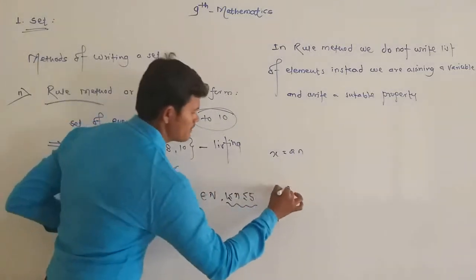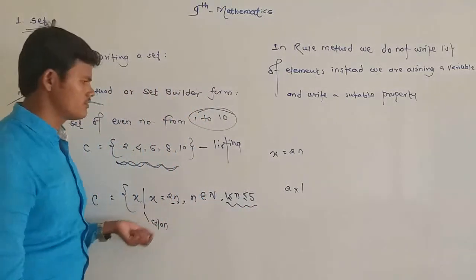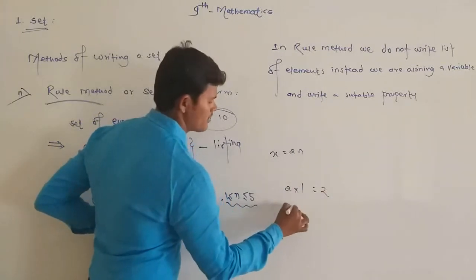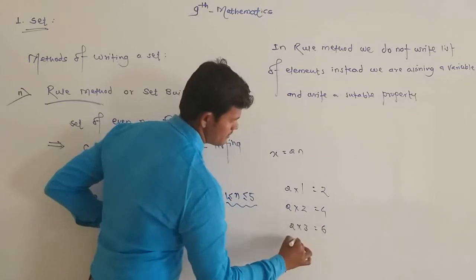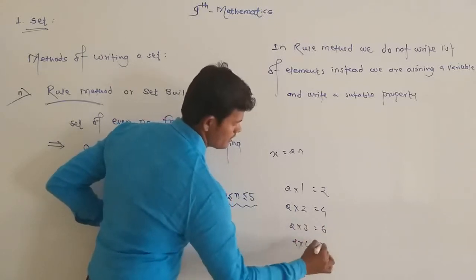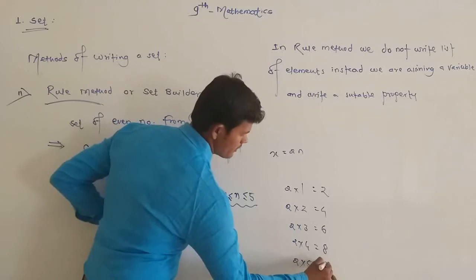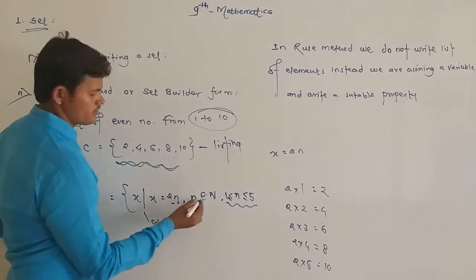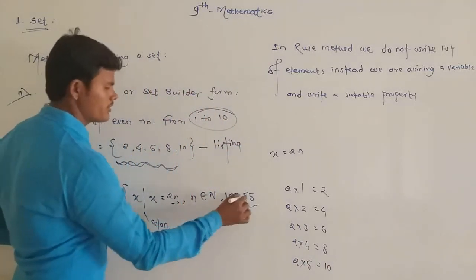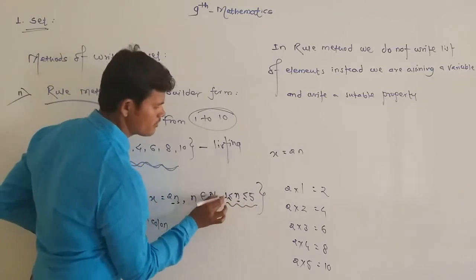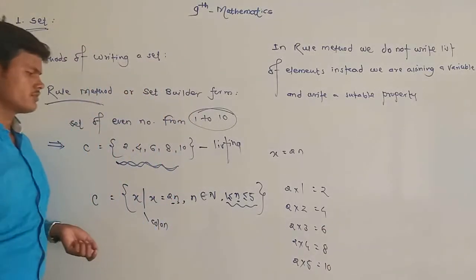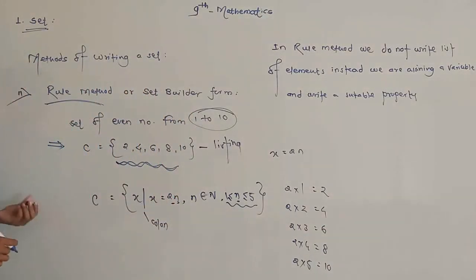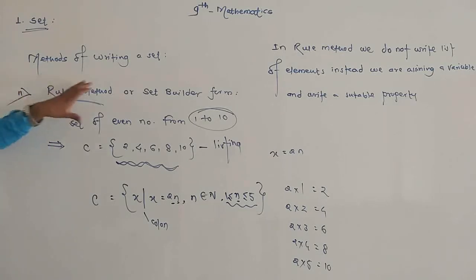After multiplying by 1 we get the first even number, 2. After multiplying by 2 we get 4. After multiplying by 3 we get 6. After multiplying by 4 we get 8, and lastly after multiplying by 5 we get 10. Therefore the suitable property for n is greater than or equal to 1 and less than or equal to 5. So these are the conditions for n. This is our rule method, or set builder form.